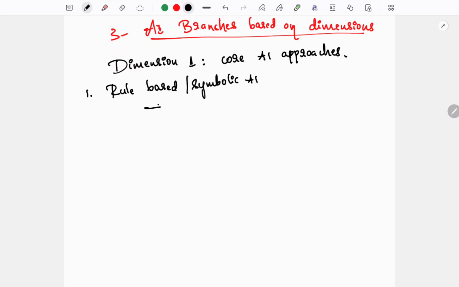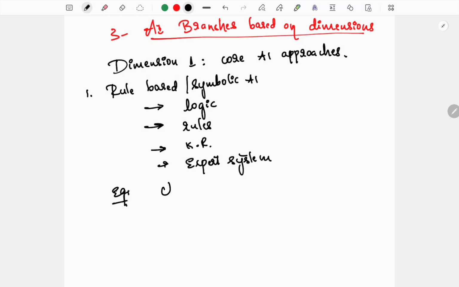What is rule based about? It is about the logic, the rules we define, knowledge representation and expert systems. To give an example of rule based AI, you can consider chess rules and medical expert systems. These are based on the rules and logic which is written, where it categorizes and we solve the problems for these rule based AIs.